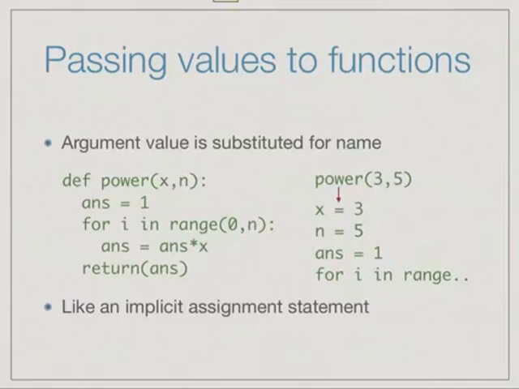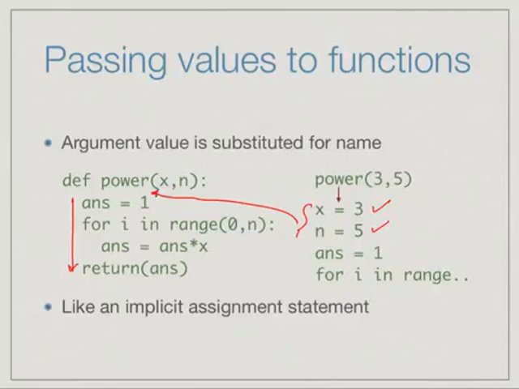So we have seen that we pass values to functions by substituting values for the arguments that define the function. And this is effectively the same as having an implicit assignment. So when we say power(x, n) and we call it with values 3 and 5, then we have this assignment x equal to 3 and n equal to 5. It's not really there, but it's as though this code is executed by preceding it with this assignment.